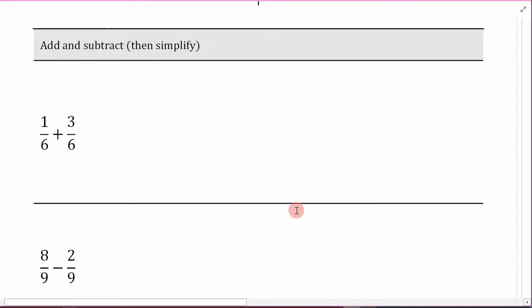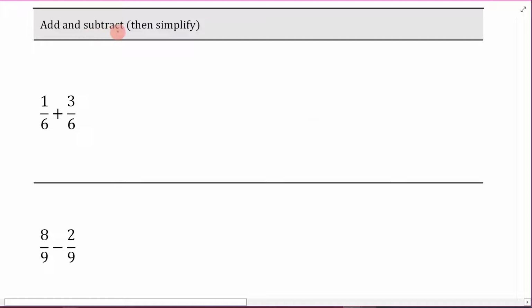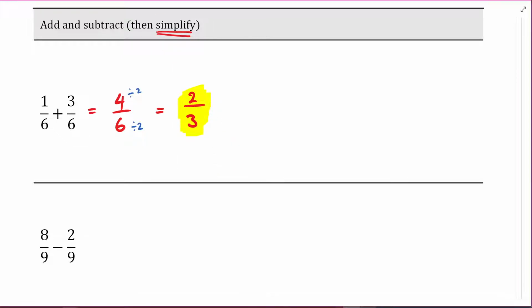Now, a very important thing to take note of here is that whenever you're adding and subtracting, you need to make sure that your final answer is fully simplified. So if I give you 1 on 6 plus 3 on 6, we should immediately know this is going to be 4 on 6 because I'm simply adding the numerators. But then you need to ask yourself the question, can this be simplified? And it can. Both of these can be divided by 2. And if I divide both of these by 2, what I'm going to end up as my final answer here is 4 divided by 2 is 2, and 6 divided by 2 is 3. So I'll end up with 2/3. So always make sure that your final answer is the most simplified version. That is going to be true for everything that we do.